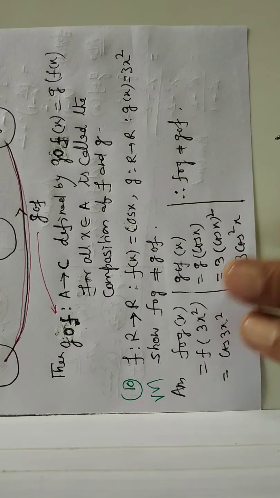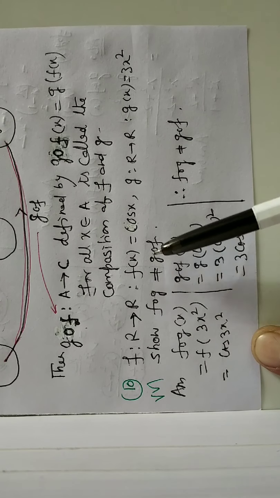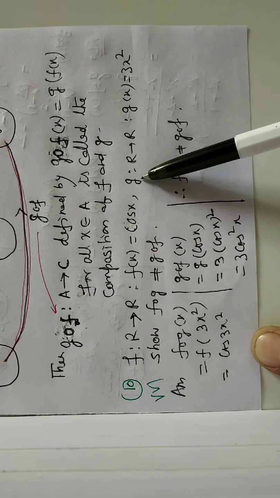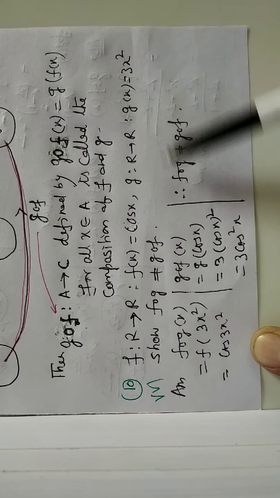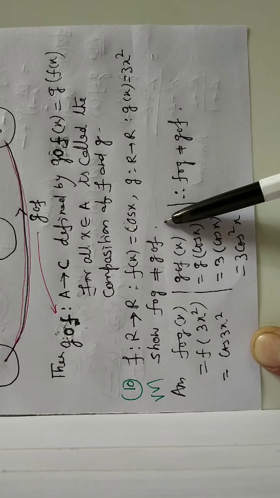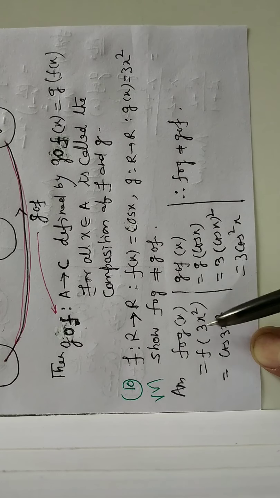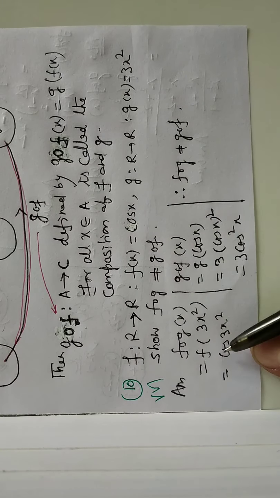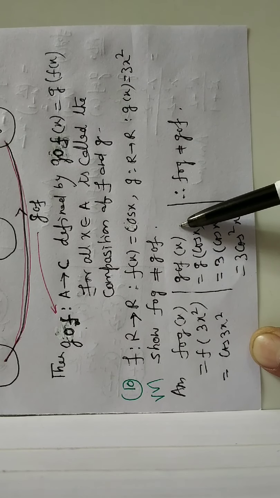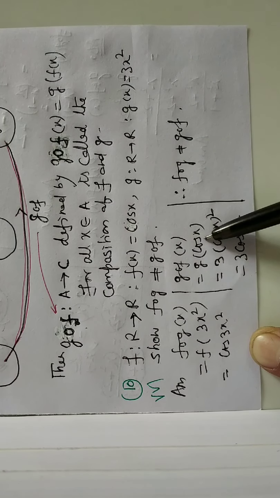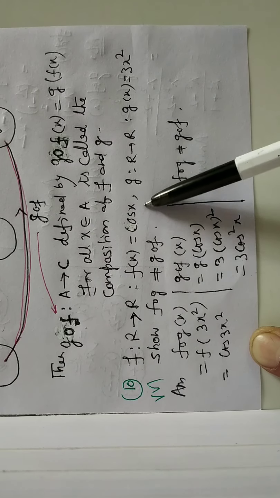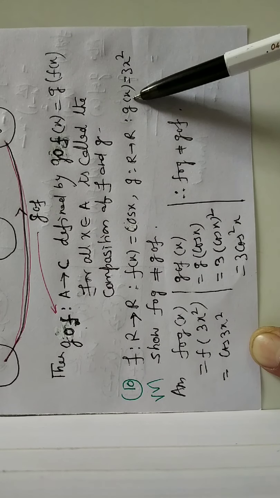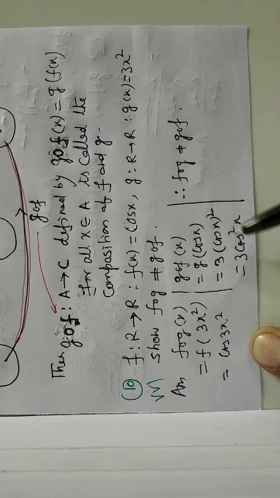Now 10th number question. f is a function from R to R, f(x) is equal to this, g is a function from R to R, g(x) is equal to this. So fog is not equal to gof. Find fog(x). Put the value of g(x). g(x) is 3x square. Now f of anything is equal to cos of that thing. Then gof(x), put the value of f(x). f(x) is cos x. g of anything is 3 into that thing square, so 3 into cos square x. So fog is not equal to gof.